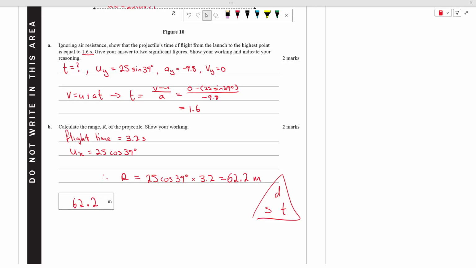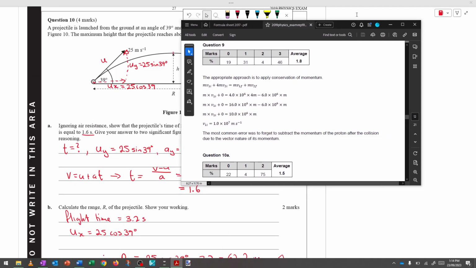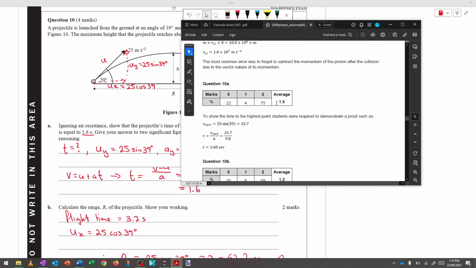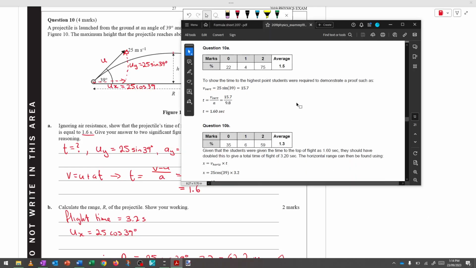Alright, there we go. Let's have a look if we are right. Okay, so there we go. First part, not too bad. It's just a normal Suvat equation. And then part B.